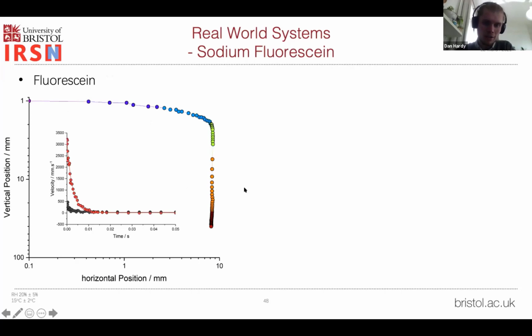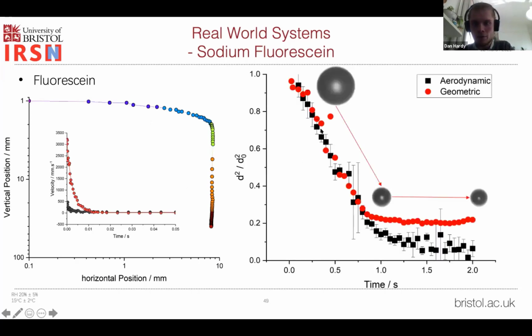Here's a trajectory like I showed you earlier. So you can see we took a nice experiment, and I've got an aerodynamic and geometric diameter plotted here. Once again, I've normalized them against the initial size. So you can see our droplets evaporate to a given size, and then the geometric diameter equilibrates. And that tells us that a solid particle, or at least an external shell, seems to have formed.